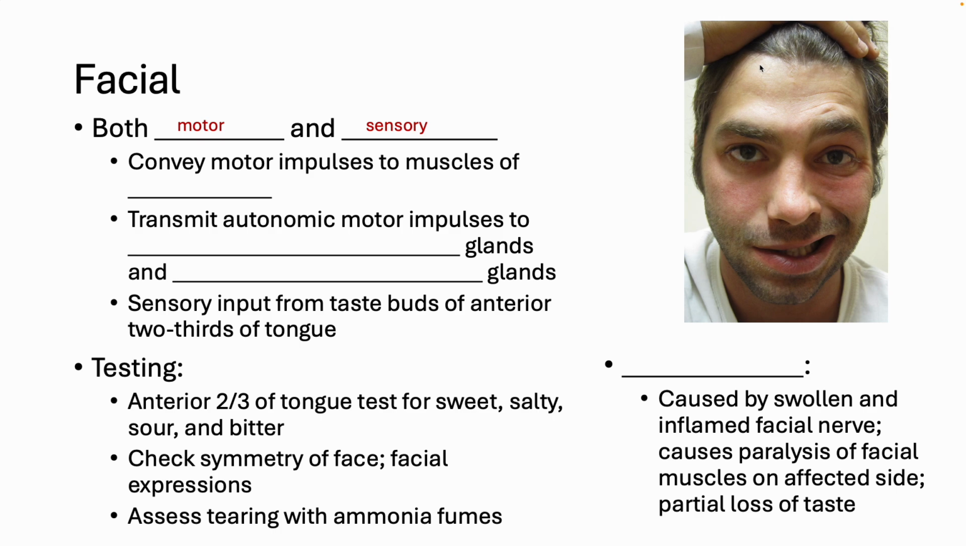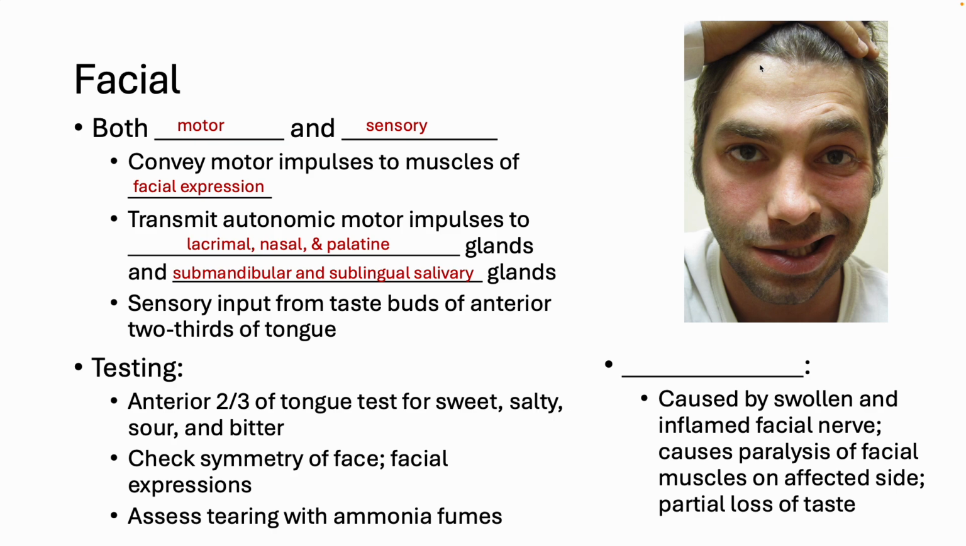The facial nerve is a mixed nerve with both motor and sensory. It helps to convey motor impulses to the muscles involved in facial expression. It also helps transmit autonomic motor impulses to the lacrimal, nasal, and palatine glands, and the submandibular and sublingual salivary glands. Sensory input from the taste buds of the anterior 2/3 of the tongue also come from this region. Testing, so the anterior 2/3 of tongue test for sweet, salty, sour, and bitter.